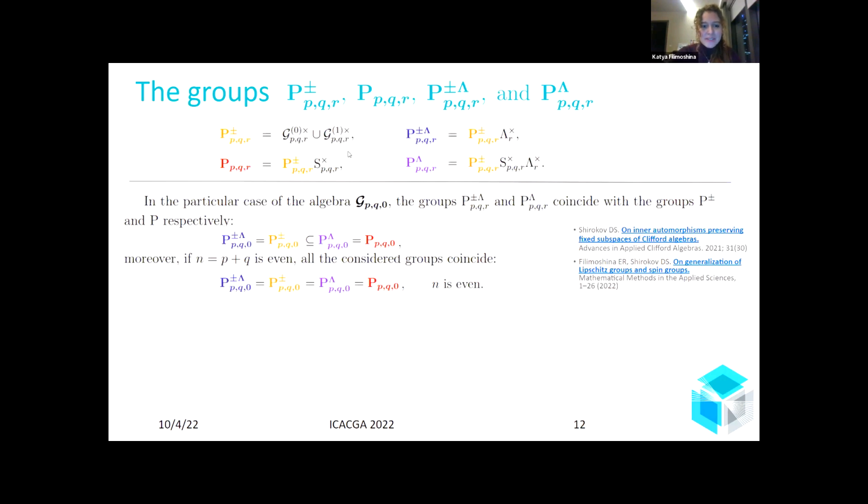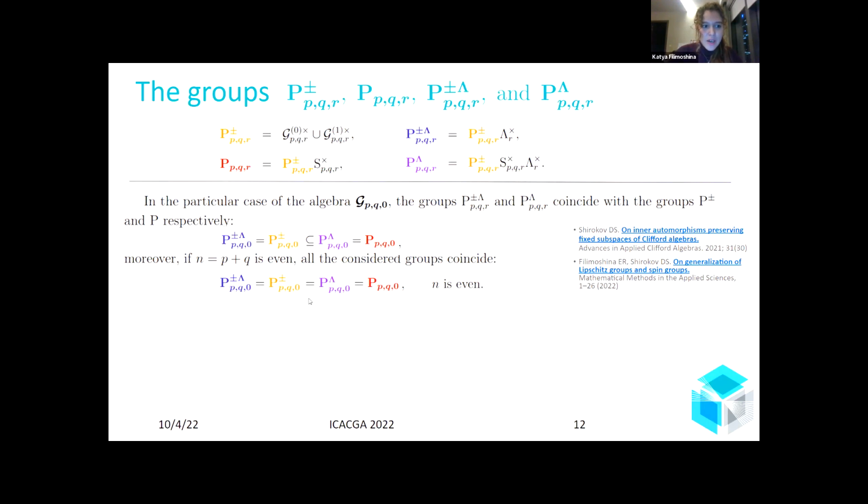At the top of the slide, you can see the main definitions of the 4 introduced types of Lie groups as a reminder. Now, let us consider these groups in the two main special cases. In the case of the non-degenerate geometric algebra GPQ0, and in the case of the Grassmann algebra G00N, or lambda n. In the case of the non-degenerate algebra, these four groups coincide if n is even. If n is odd, we have two different groups, blue and yellow, and purple and red.